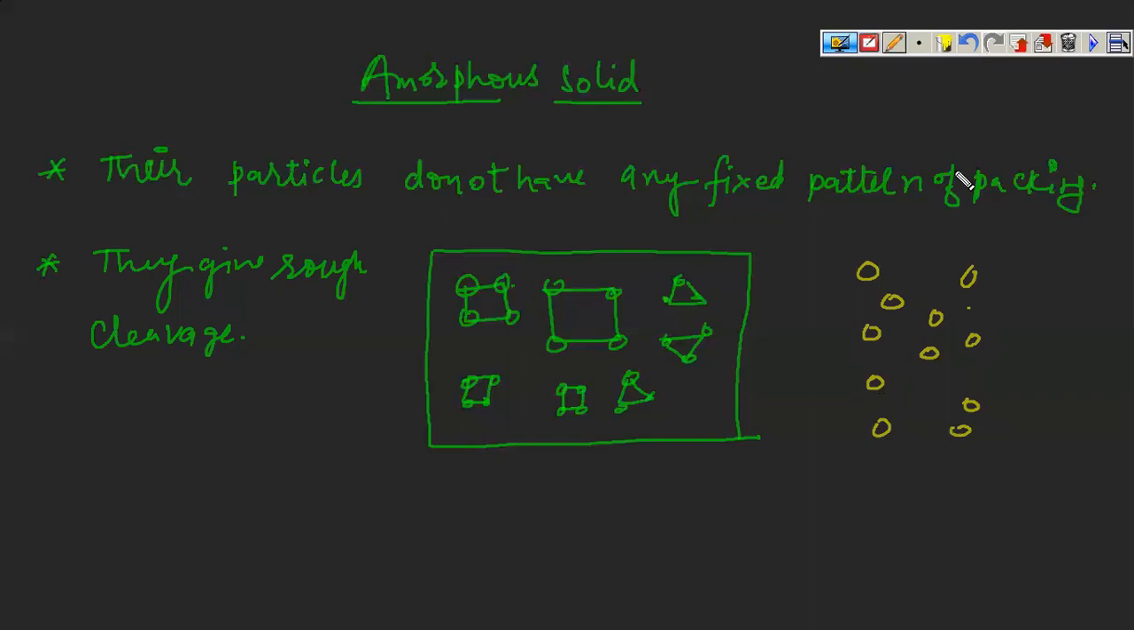If you try to cut it, what will happen? What you will find? The surface developed is not smooth. It is a rough surface which is developed after splitting. If you try to split this solid with a sharp edge tool like a knife, then you will find the surface developed will not be smooth. They will be rough because they don't have any pattern of particles, and the surface developed is rough.